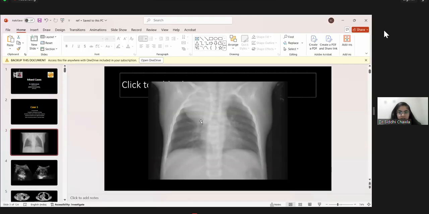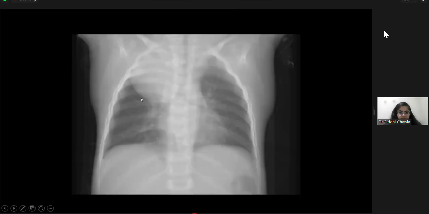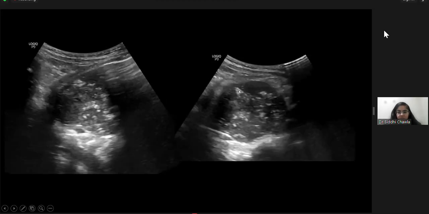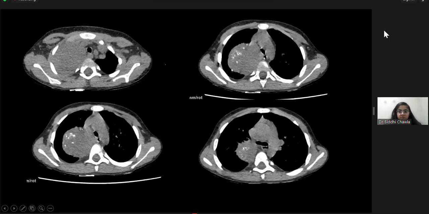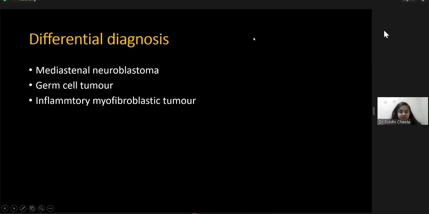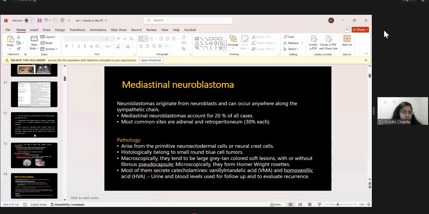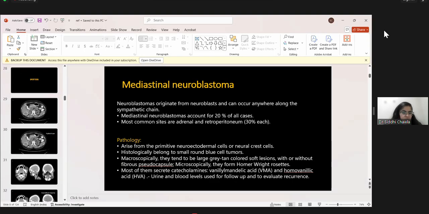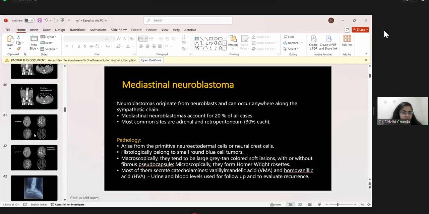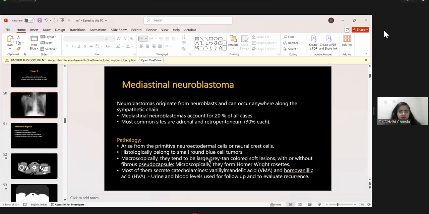So this was the first case in which we had this mass lesion, with well-defined lower margins and ill-defined medial margins lost with that of the mediastinum. On ultrasound, it was a solid mass with hyperechoic areas. On CT, it was a solid mass with multiple chunky calcifications in close contact with the posterior mediastinum, the posterior prevertebral space. The differentials were mediastinal neuroblastoma, germ cell tumor, and inflammatory myofibroblastic tumor. Eventually, this turned out to be a mediastinal neuroblastoma, and we had discussed the various neuroblastomas. Right, this was the second case.